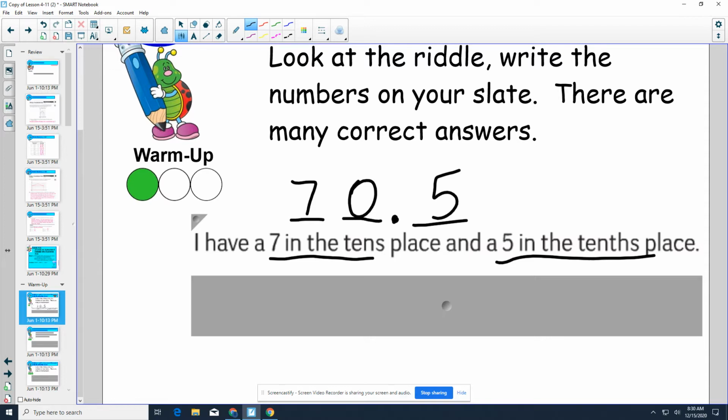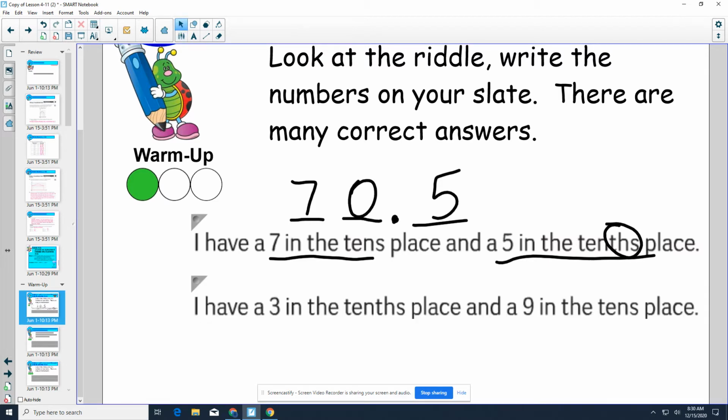The key is pay attention to that THS. That means it goes to the right of the decimal. It is a decimal, right? So let's look at this one. I have a 3 in the tens place. Ooh, they mixed it up on me. So I automatically know I have a decimal. So I'm going to put my decimal and put a 3 in the tens place and a 9 in the tenths place. Again, you can put any digit in the ones. But the tens place should have a 3 and the tenths should have a 9.